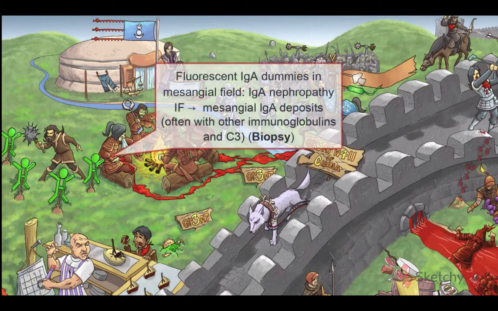IgA nephropathy appears as mesangial IgA deposits on immunofluorescence microscopy. So, out on this mesangial battlefield, we've added a fluorescent glow to those IgA training dummies. These IgAs are often deposited with other immunoglobulins, such as IgG and IgM, as well as C3.